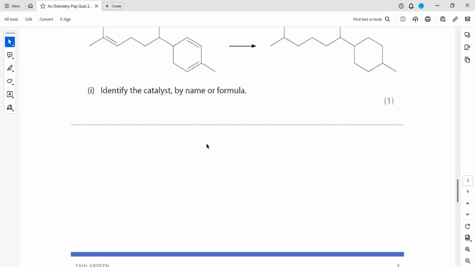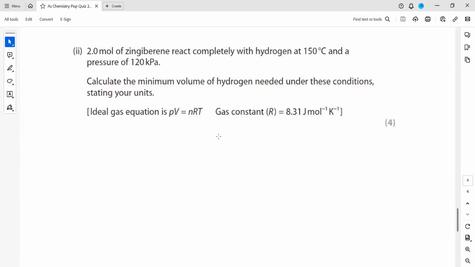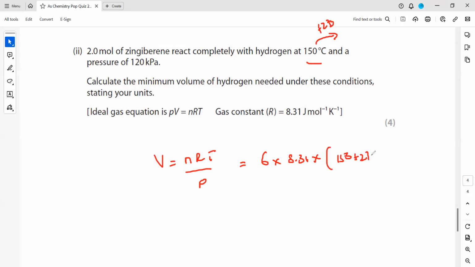So using the equation PV equals nRT, we substitute. V equals nRT over P, where n is the number of moles, 6. R is the gas constant, 8.31. T is the temperature, which must be in Kelvin. You have to show how it is converted to Kelvin by adding 273, or directly write 150 plus 273. Divided by the pressure. Pressure is in kilopascal, it must be in Pascal, so it will be 120 times 10 to the power 3, because we convert kilopascal into Pascal.